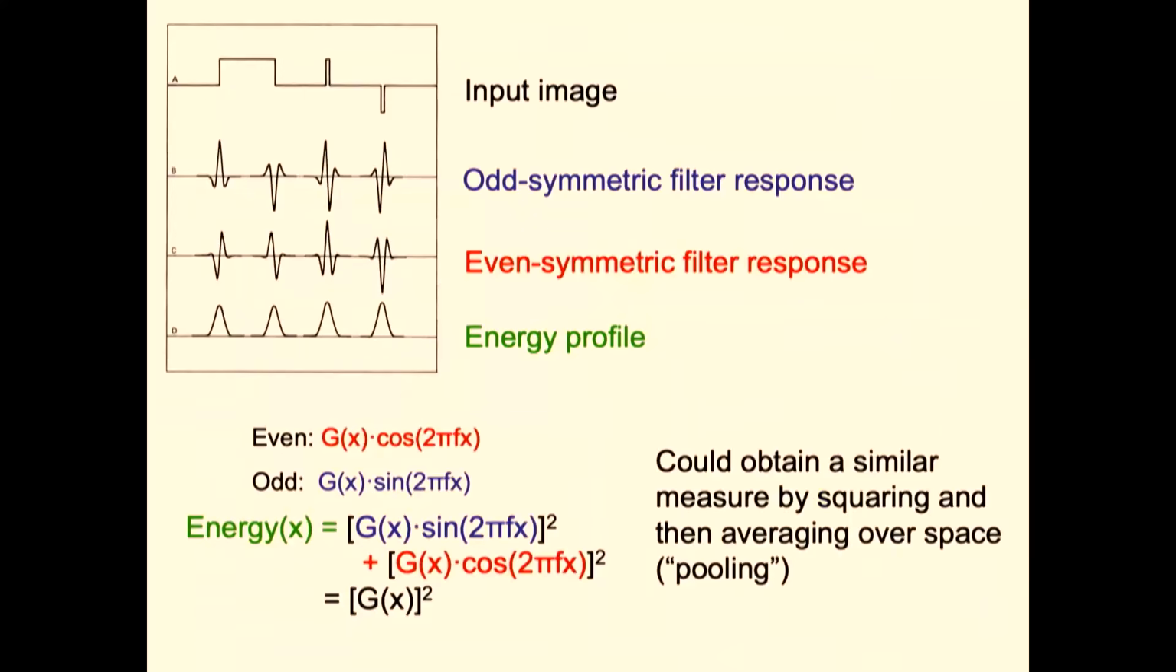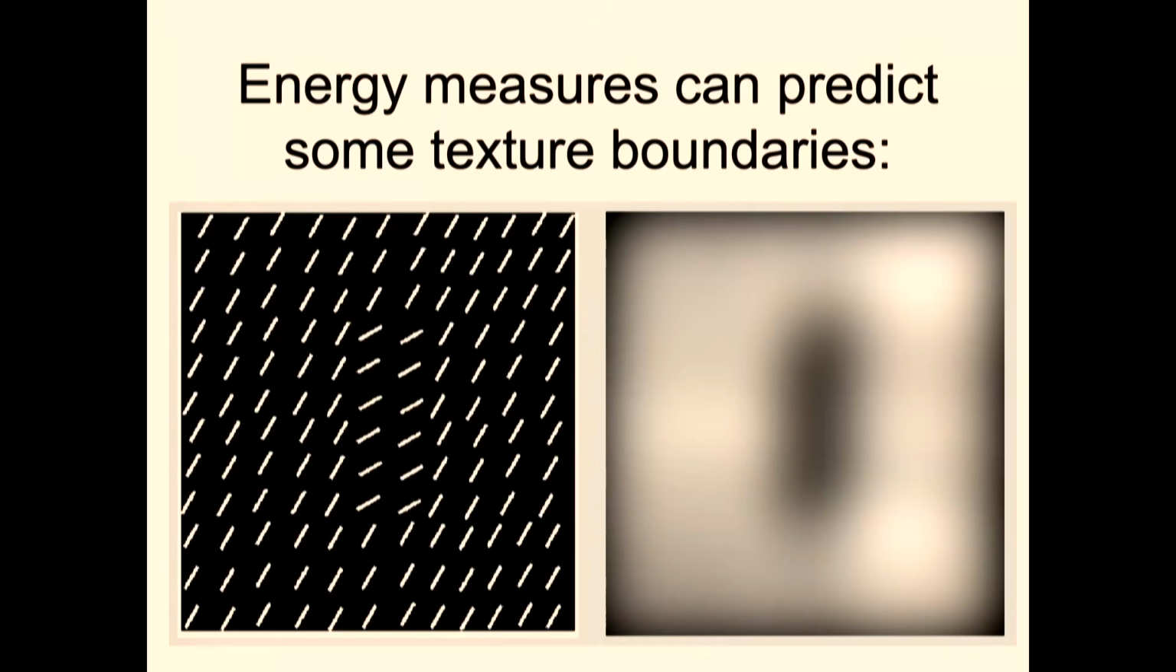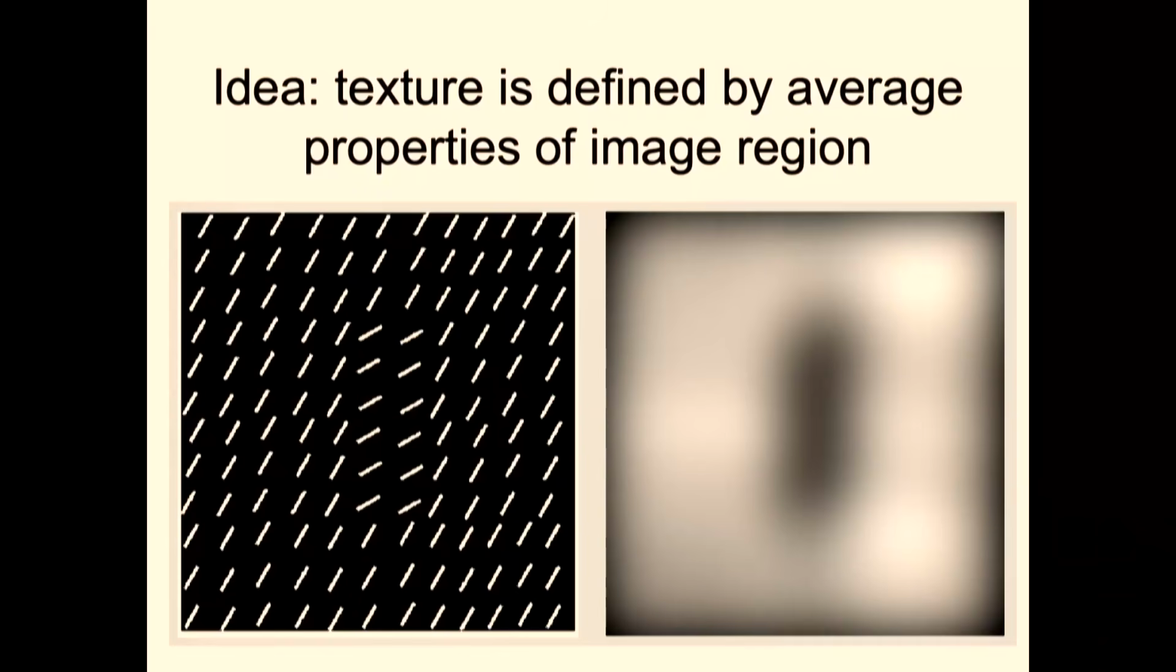Okay. These energy measures can predict some texture boundaries, and this is that energy measure displayed as a convolution-like operation. It captures this idea that texture is really defined by the average properties of a local image region, right? What makes a texture is what it's like on average, you know? So in this case, there's some kind of orientation energy in one part of the image and a different type in another.